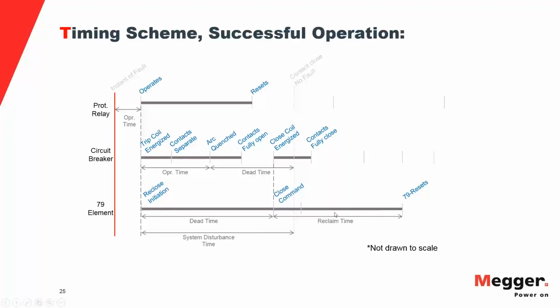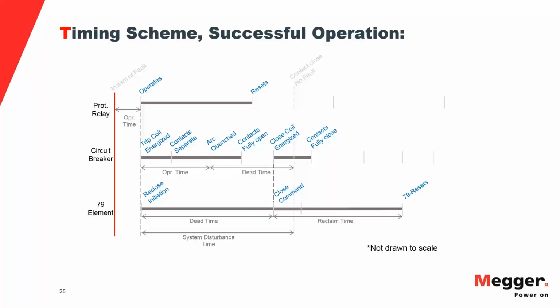Well, because if there is a fault in this time here, the 79 will continue in its current reclose cycle. But if there is no fault during this time, after this time, the 79 resets and starts a new reclose cycle. Now, this time here, between the moment when the close command was issued by the 79 and the resetting of the 79 function is called reset time, reclaim time. It has different names in different languages.